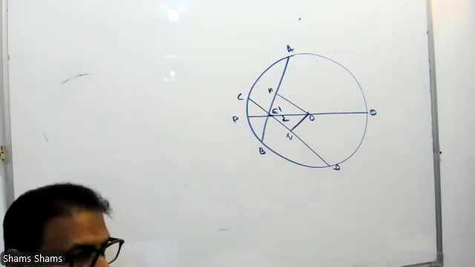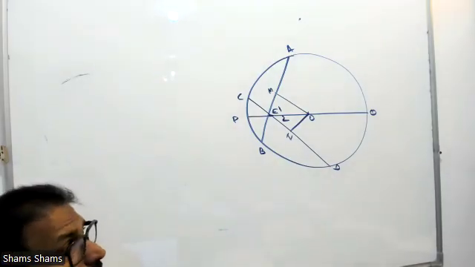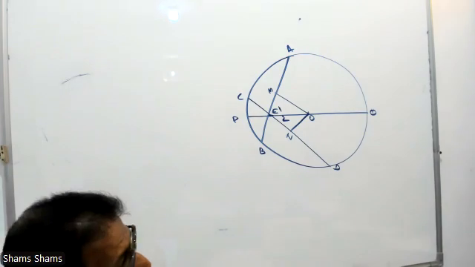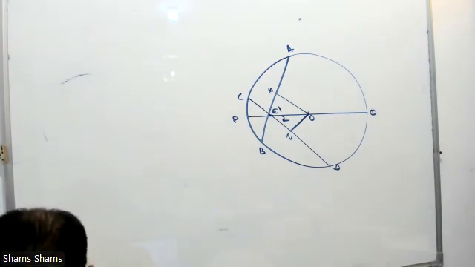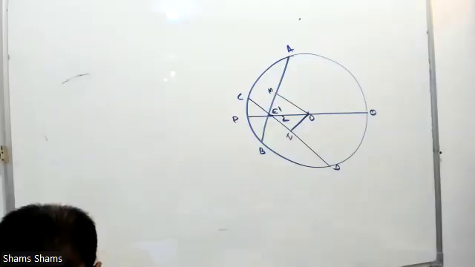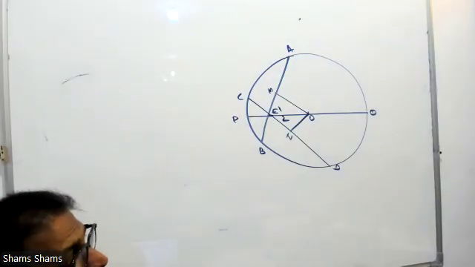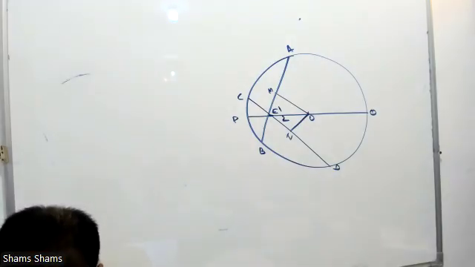Then construction: draw OM perpendicular to AB and ON perpendicular to CD.